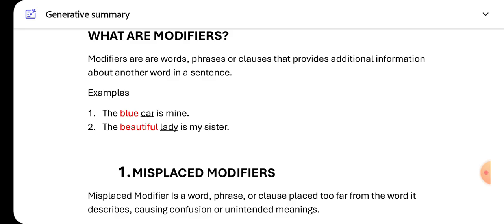Or if you say the lady is my sister beautiful, I have misplaced the modifier. Or I say the lady beautiful is my sister. When I put it that way, it becomes ambiguous, or it creates confusion. Do you get it? That is the misplaced modifier we are talking about.